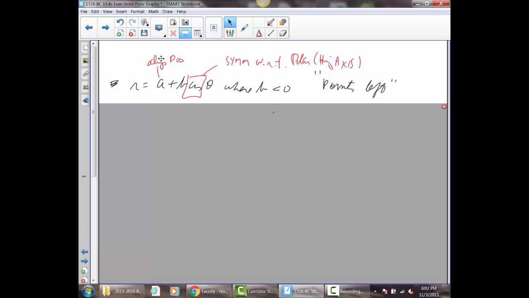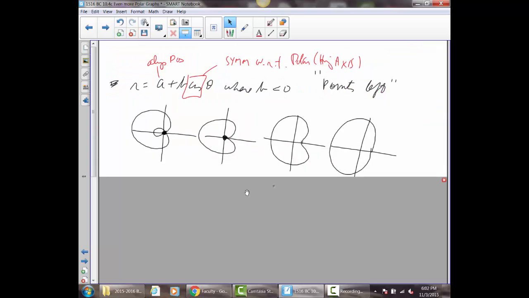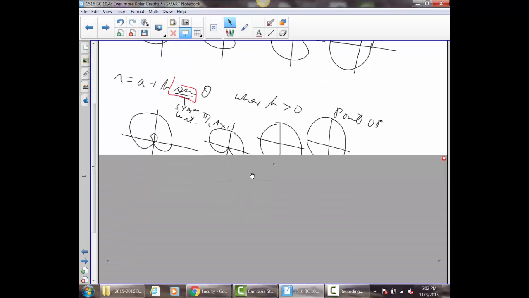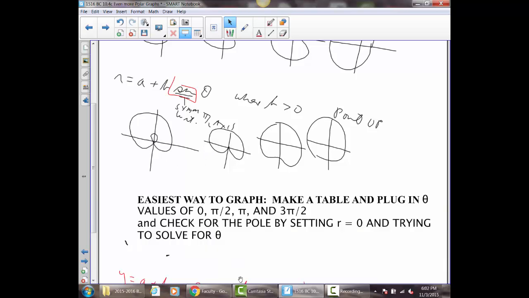Okay? So, first of all, you'll notice on this one that it was kind of pointing towards the right. Where the point is to the right, that's because b is positive. If b is negative, it's going to point to the left. Okay? If it's sine, it's going to be symmetric with respect to the vertical axis. If b is positive, it's going to point upwards. So if you look at the cardioid, notice how the point is pointing upwards. And if b is negative, it'll point downwards.